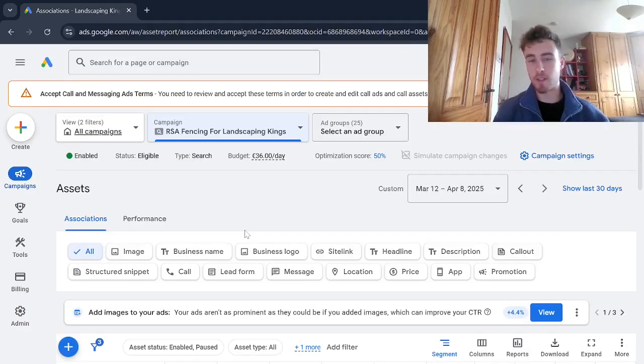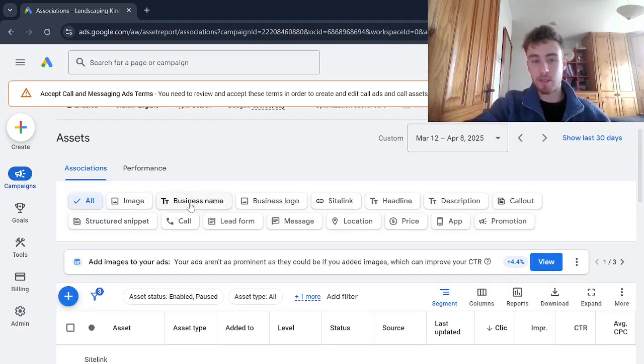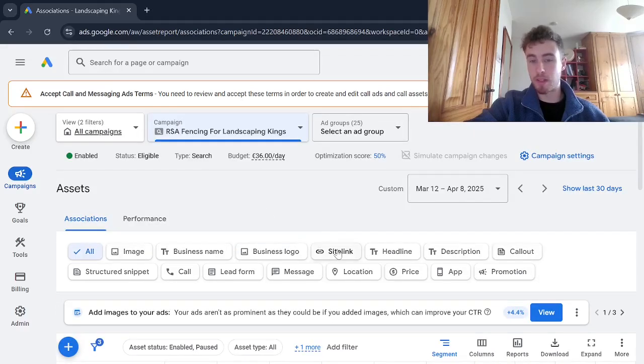And the next thing you want to make sure you have in place with your campaign is using all of the relevant assets. And this includes your image assets, your business name, business logo, site links, call outs, structured snippets, and call assets. Those are the ones we typically use in all of the campaigns that we're running.